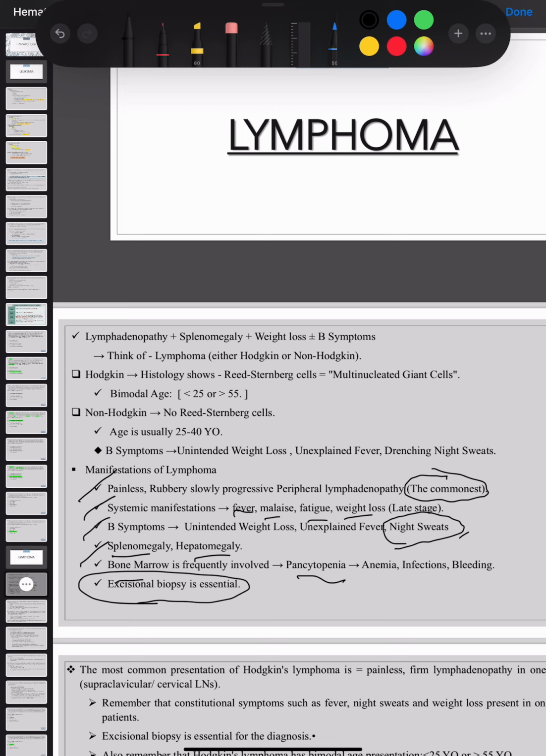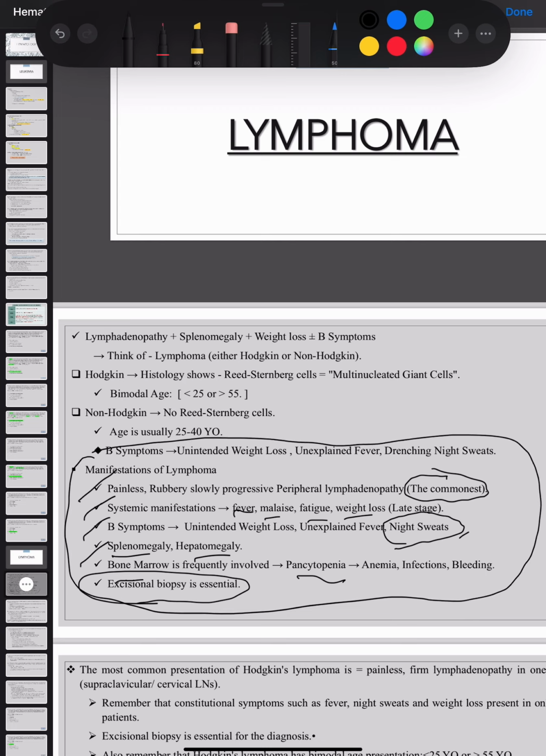Okay, in short, there's a broad thing to say actually. In a short thing, how will we diagnose a case of lymphoma? That is really simple. You'll find lymphadenopathy, splenomegaly, weight loss, and some B symptoms. So that will be lymphoma. Okay, so your stain might tell you that, or your options will tell you that there will be Hodgkin lymphoma or non-Hodgkin lymphoma. How will you differentiate this?